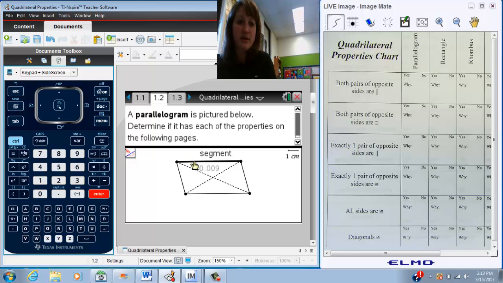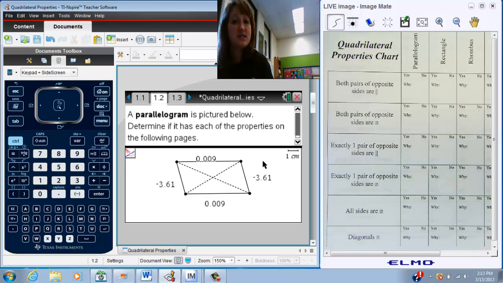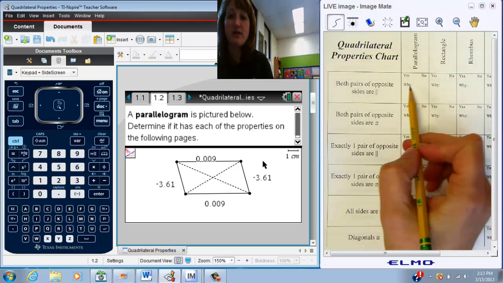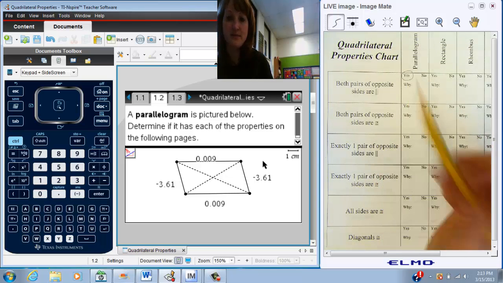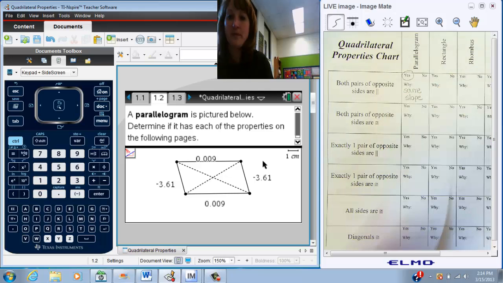So I'm going to point to my parallelogram and measure the slope of that top line and the slope of the bottom line, and those are the same. Because they have the same slope, they are parallel. And then I'm going to do the same thing for the left side and the right side. Measure the slope, and we see that they are the same. So we can say that both pairs of opposite sides are parallel. So on our chart, yes, and then why, we can say that they have the same slope. Okay, so that's the test that we did to show that they are parallel.